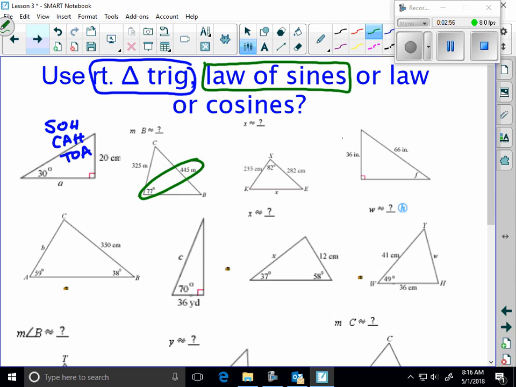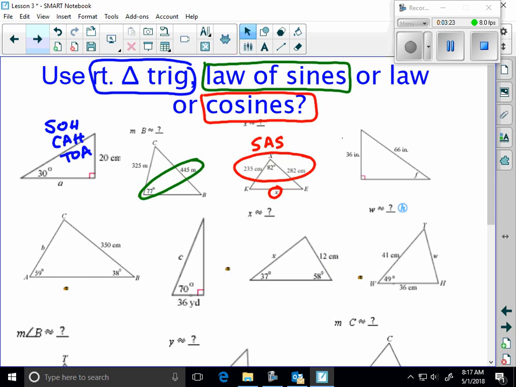How about the third one? Do I have a side angle pair? No. Do I have a right triangle? No. What do I have here? Side angle side. That tells me law of cosines. Would I be finding a side or an angle in that problem? I'd be finding this side x, which we would call little c. And the next one, is that right triangle trig, law of sines, or law of cosines? It'd be right triangle trig, because it's a right triangle.